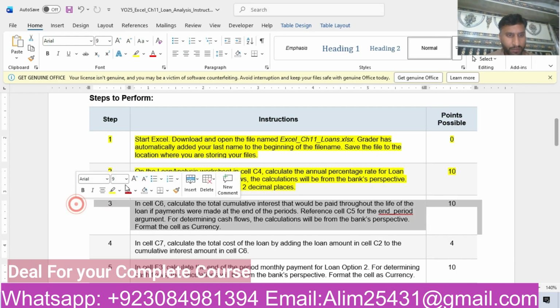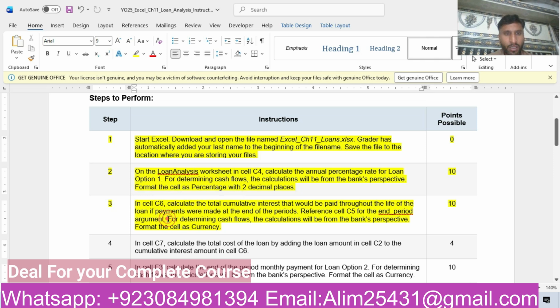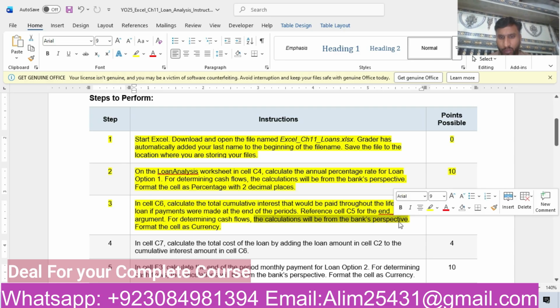In our step number 3, what is he asking? In the cell C6, calculate the total cumulative interest that would be paid through the life of the loan if the payment were made at the end of the period. Reference cell C5 as the end of the period argument for determining cash flow. The calculation will be from the bank perspective, which means we need to use the negative sign to make our value positive.